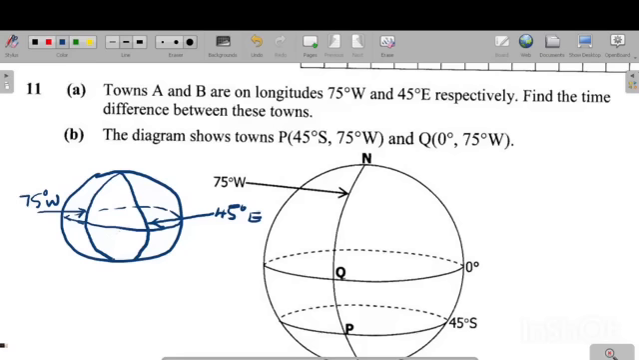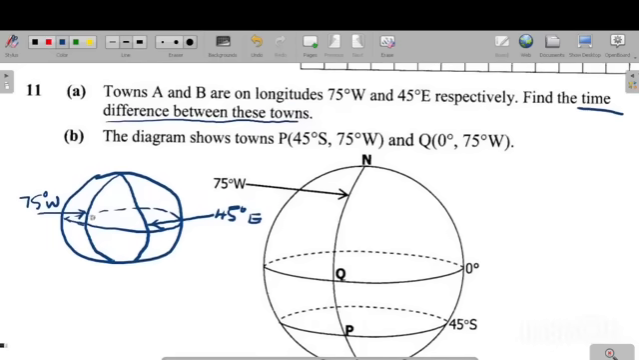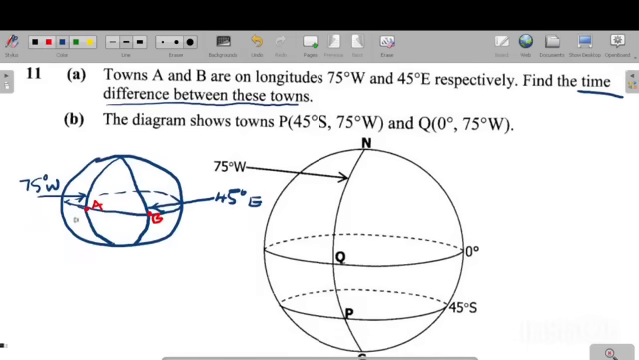Okay, just remember, they want you to find the difference in time between these two towns. So this is point E, so you can label, so meaning this is where point A is, and then this is where point B is. Okay, so you can see that point A is in the west and point B is in the east. So now for you to find the time difference, first of all you need to find the difference in degrees.